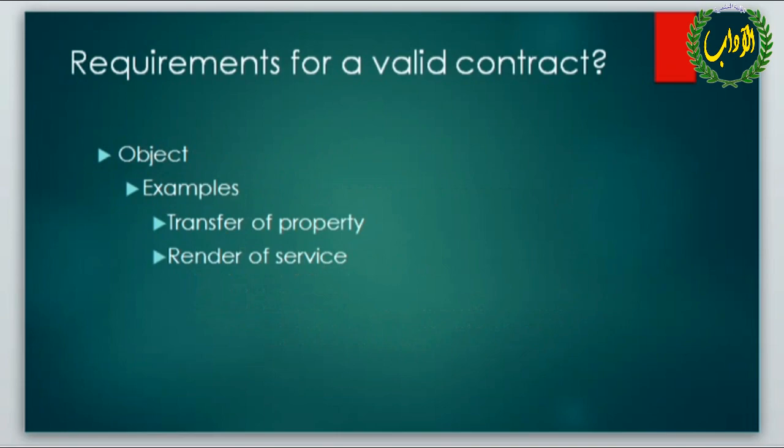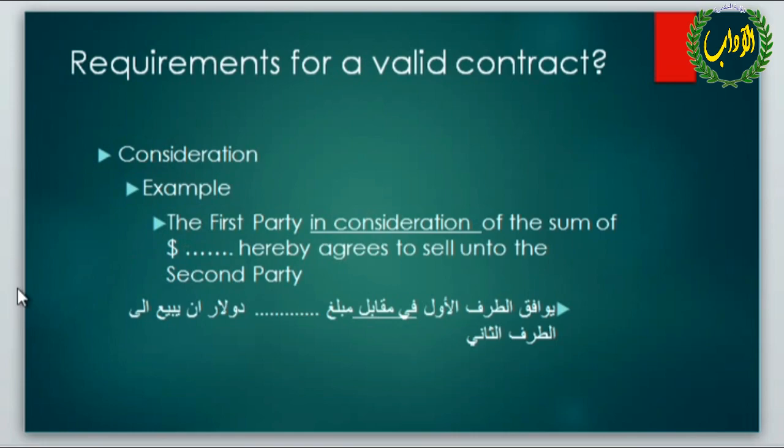The second requirement is object. So there needs to be an object in a contract. The object is a thing which is agreed upon in the contract, in other words, the obligations of each party. Examples we have for objects are the transfer of property or rendering of service, providing service from one party to another. The other requirement is consideration.